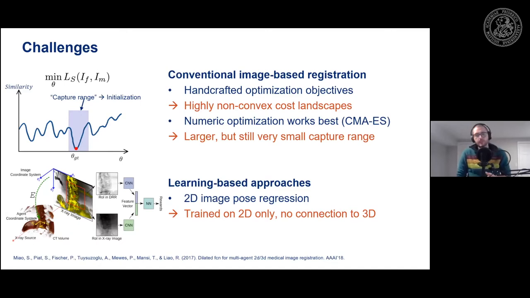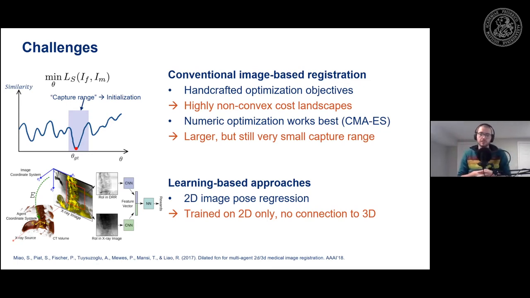Now, it turns out that doing this in this iterative scheme by optimizing image similarity is a complicated problem. And the problems arise from multiple domains. So in conventional image-based registration, which is the scheme that I have just talked about, we optimize for a handcrafted optimization objective. And this handcrafted optimization objective was image similarity. Now, image similarity is not necessarily what you want, because images, particularly in X-ray guided surgery, where we have transmission imaging, can look quite different, even if the viewpoint only changes a little bit.